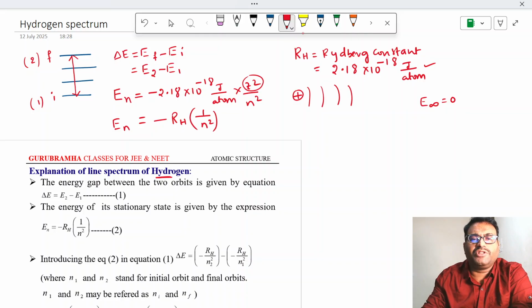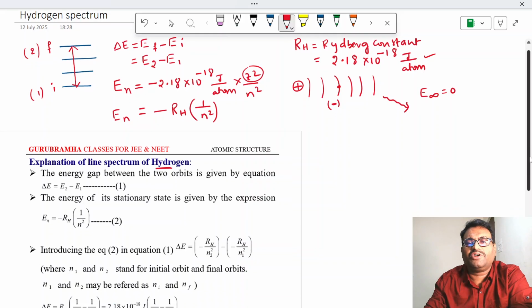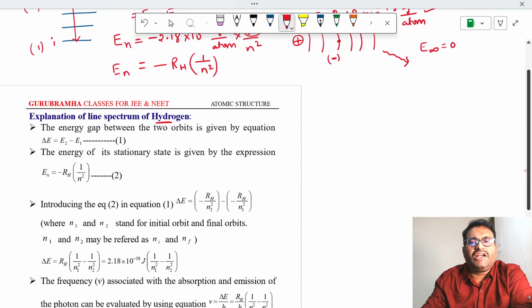When it is coming closer to the atom, in any of the orbits, it is releasing some energy, and the energy possessed by the electron in an atom will be negative. That is how the electron possesses negative energy in an atom. In any particular energy state, it will possess negative energy. Okay.